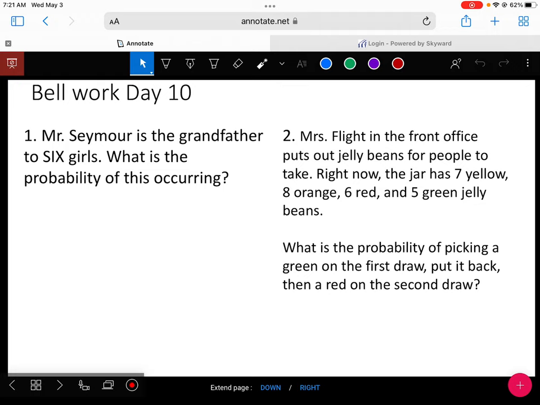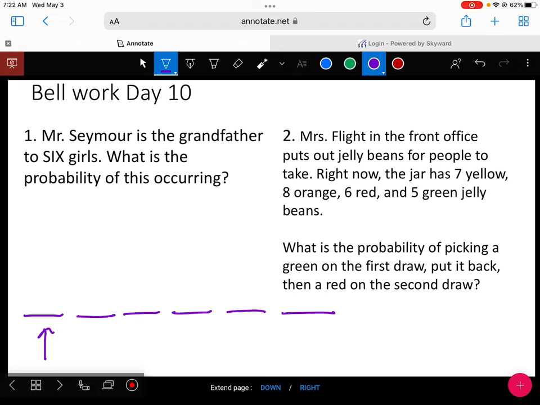Mr. Seymour is the grandfather to 6 girls. What is the probability of this occurring, that he's the grandfather of 6 girls? And I asked you to make 6 different marks to help you. Okay, so 6 girls.